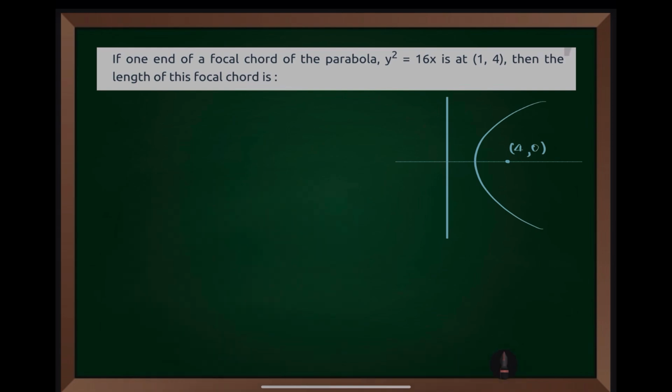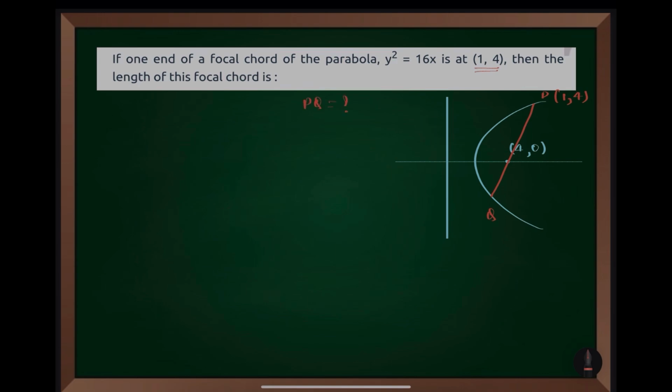Now look at this. Let's try to draw the focal chord. You can draw it anyway, it doesn't really matter. So P Q, and the point P is 1 comma 4. Suppose it is 1 comma 4, and then you have to find the focal length. Focal length means the length of the focal chord, so we have to find PQ.